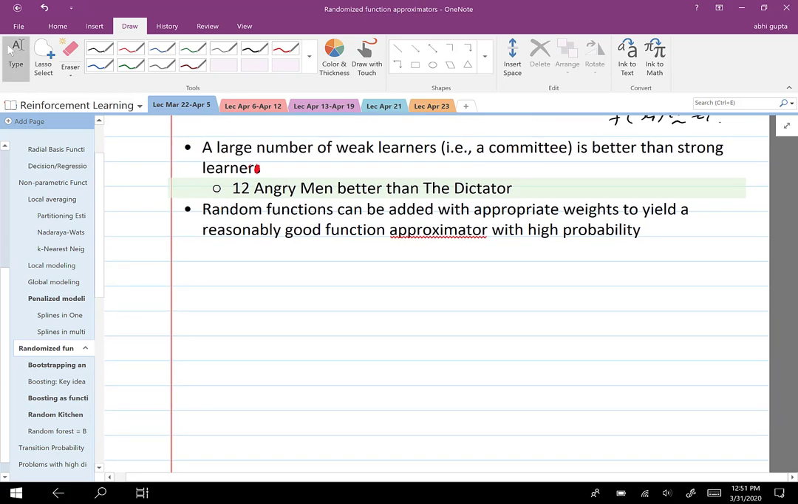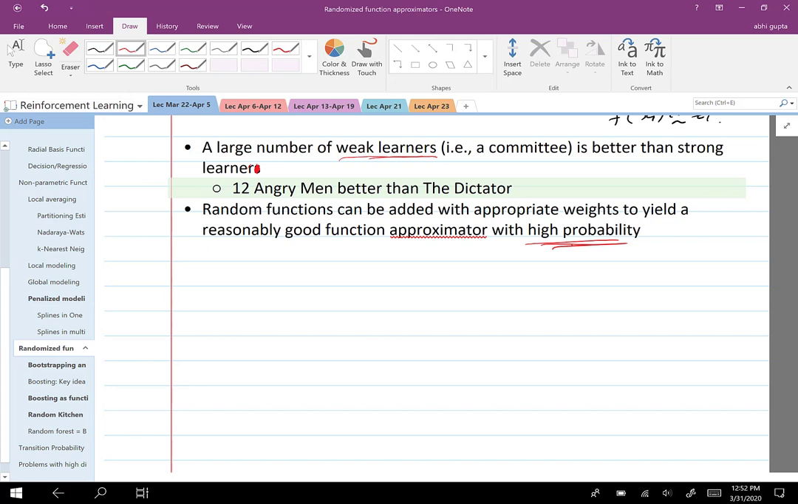And the second idea is, how do you come up with weak learners? The second idea is basically saying that a large number of random functions can be added with appropriate weights to yield a reasonably good function approximator with high probability. That's the key here. If you want a probability one result, you have to do deterministic optimization. But if you want high probability results, you can perhaps use random functions to reduce the computational burden. In practice, results with high probability tend to do very well, because the worst case scenario rarely happens.